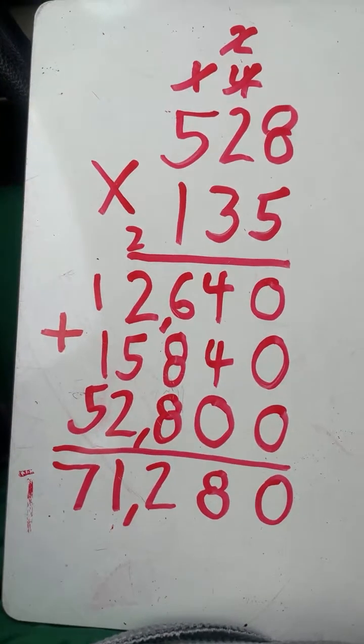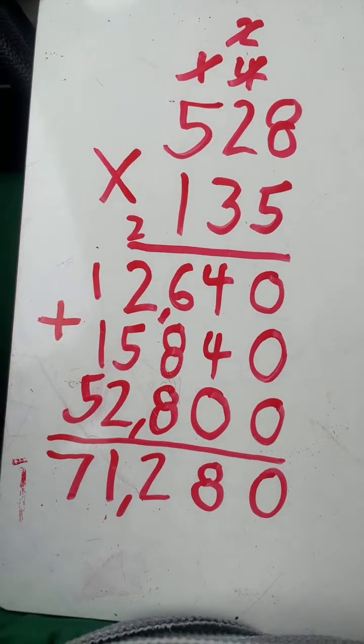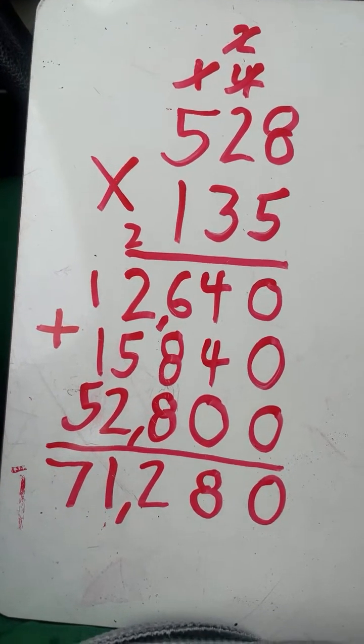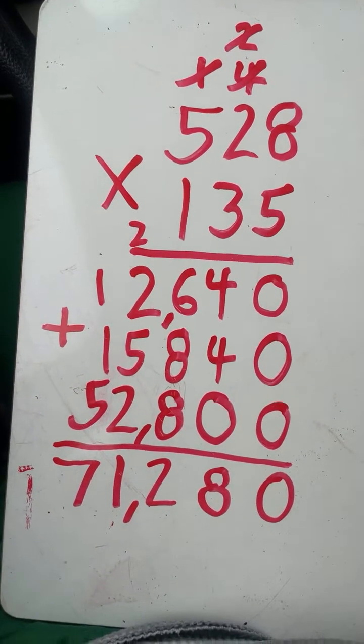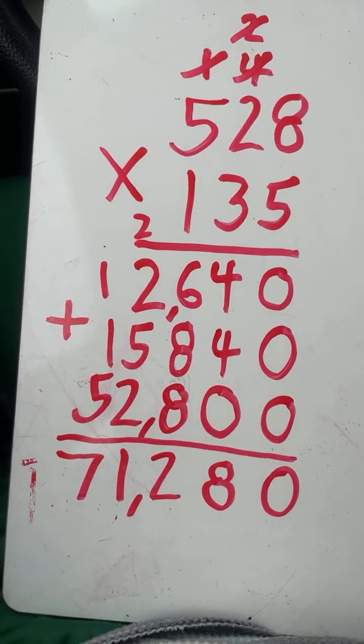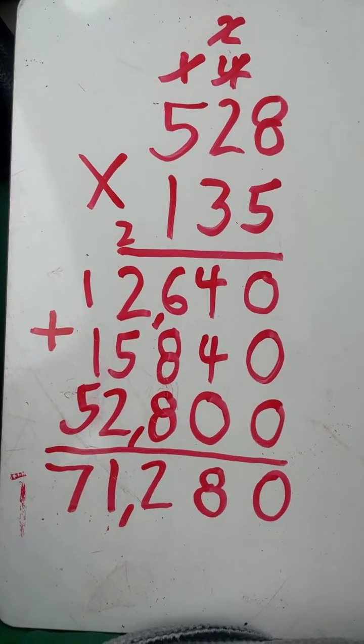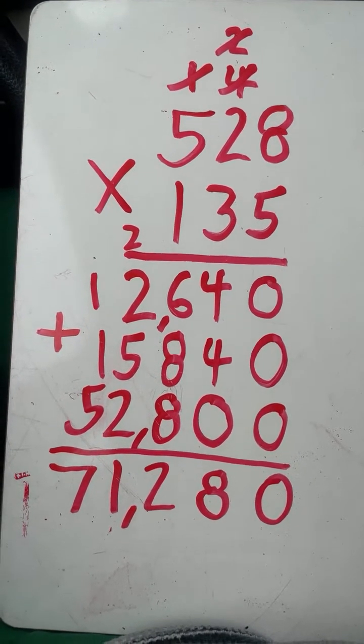And we have our final answer. 528 times 135 equals 71,280.